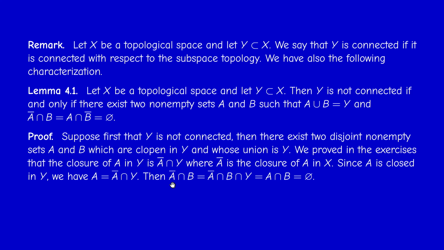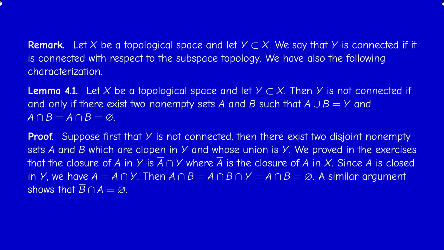Okay, so now A-bar intersected with B. Since B is contained in Y, B intersected with Y is just B, so I can replace B by B intersected with Y. And so I get A-bar intersected with B intersected with Y, or A-bar intersected with Y intersected with B. But A-bar intersected with Y is just A, so this is just A intersected with B. And since A, B is a separation, the intersection is empty. Therefore, A-bar intersected with B is empty. And a similar argument shows the symmetric condition, because A and B play the same role here. So this is one implication.